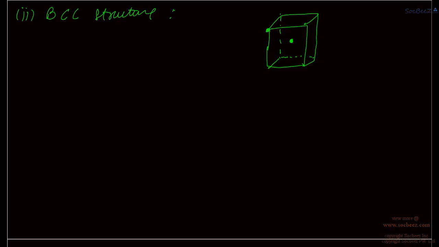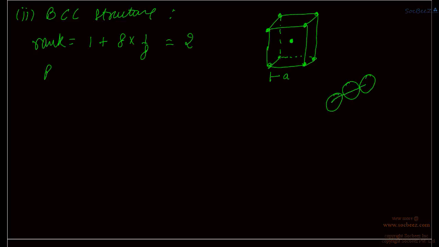Now a total of 8 atoms are there at the corners, plus 1 atom at the center of the unit cell. Therefore, rank in this case equals 1 plus 8 into 1 upon 8. Therefore, here rank becomes 2. Before the packing fraction, let's see what the relationship is between the radius of the atom and the edge length. Since in this case atoms are arranged like this, this is the center atom, this is one corner atom, and there is another corner atom. So this constitutes one diagonal, and this is a, and the diagonal equals 4r.